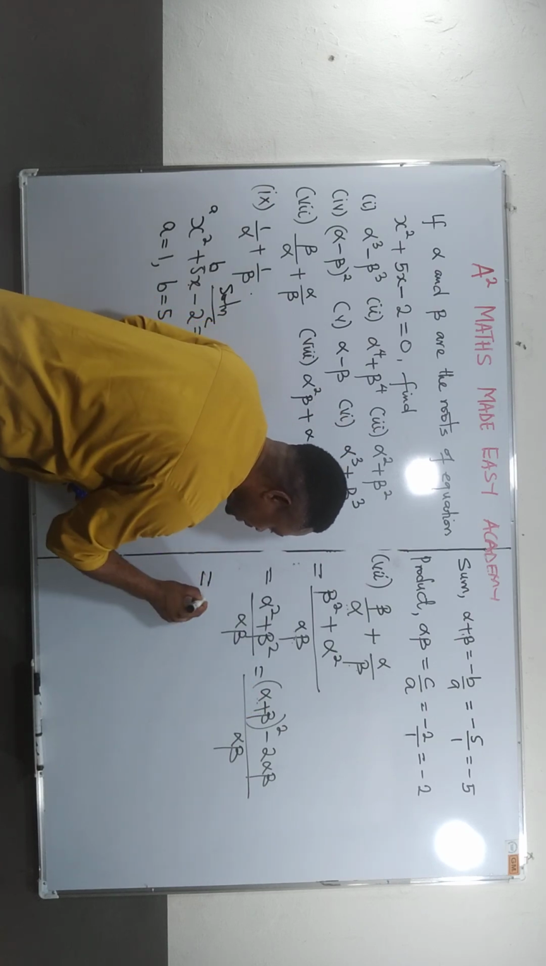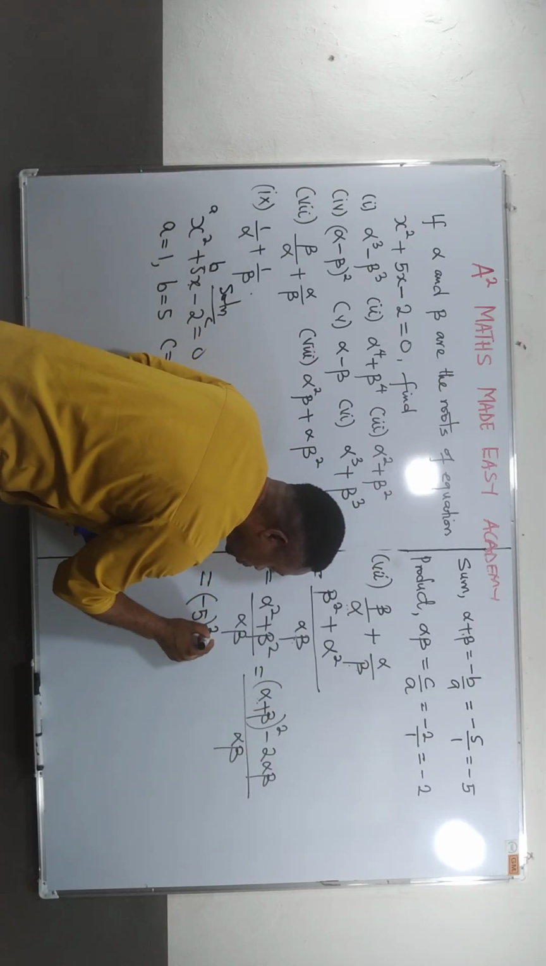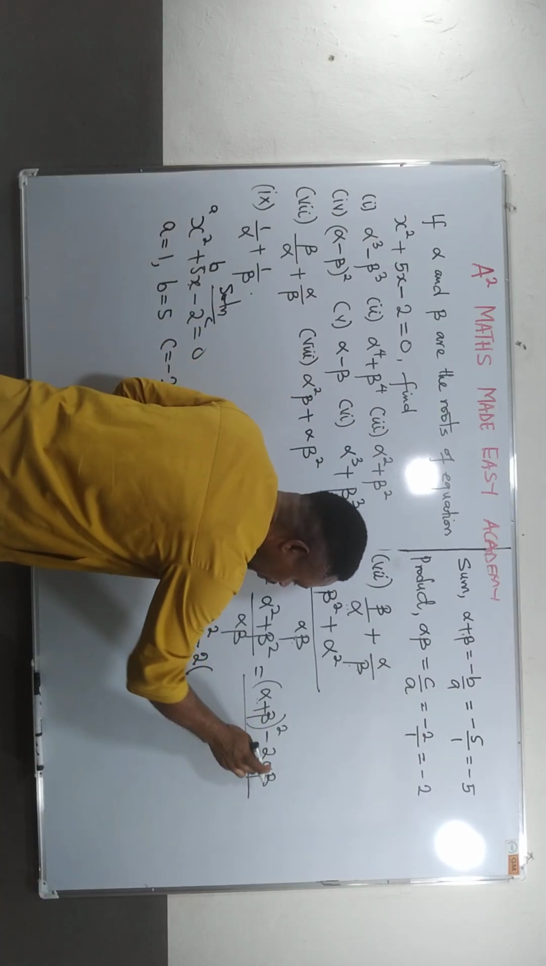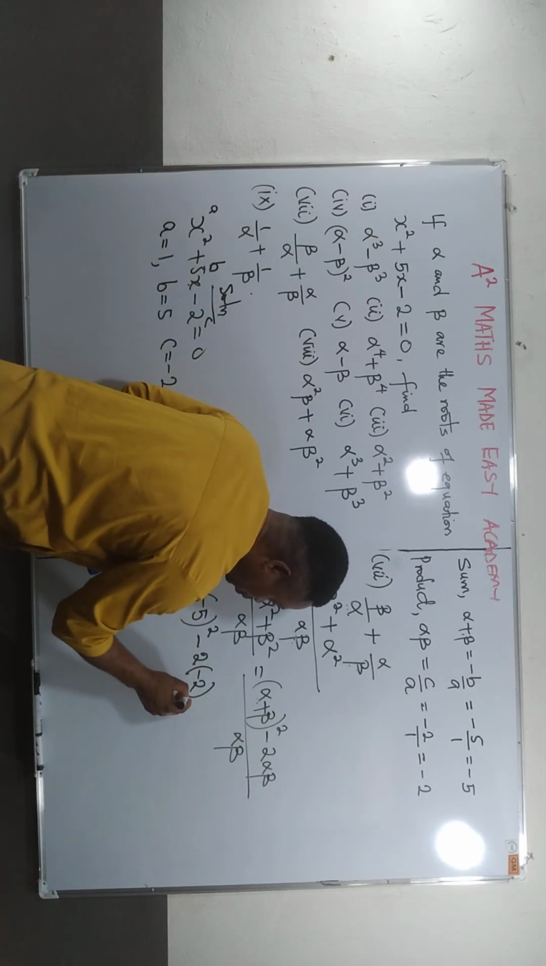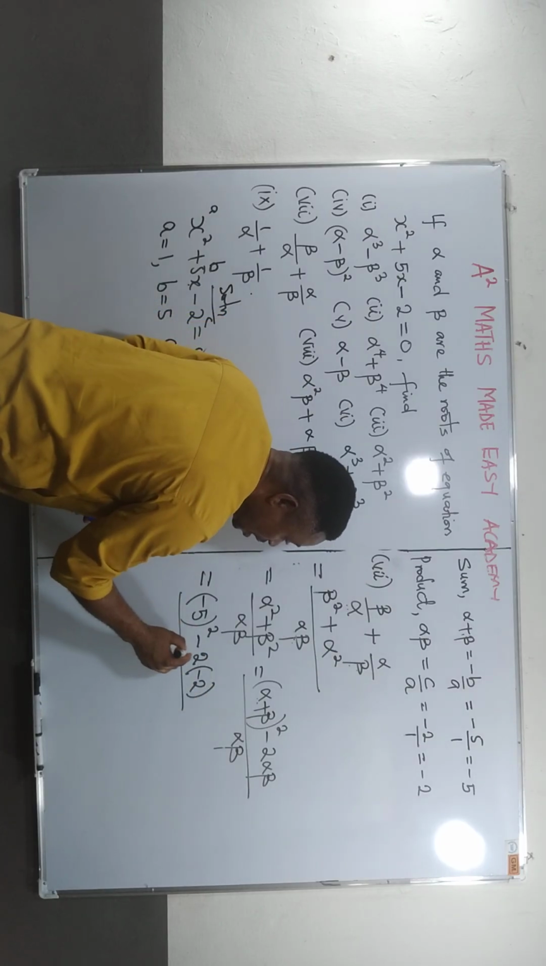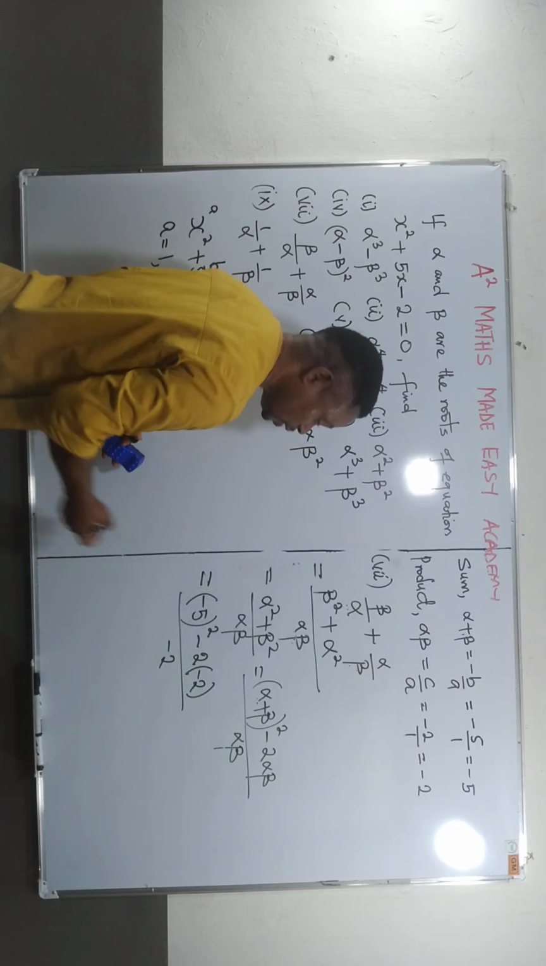What is alpha plus beta? Don't forget it's minus 5. Close the bracket, raised to the power of 2, minus 2, open bracket. We have seen the product. Don't forget the product is minus 2, already solved, all over the denominator, which is alpha beta. And what is alpha beta? Minus 2.